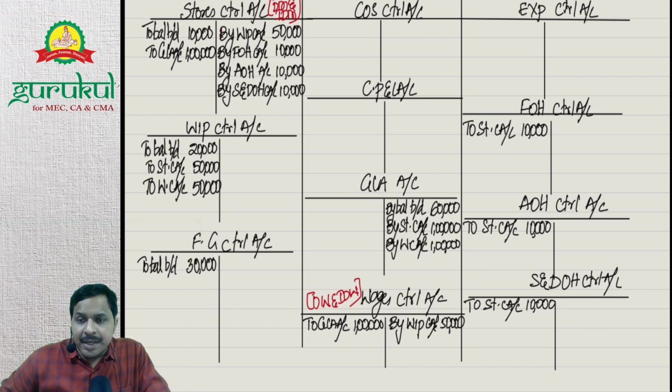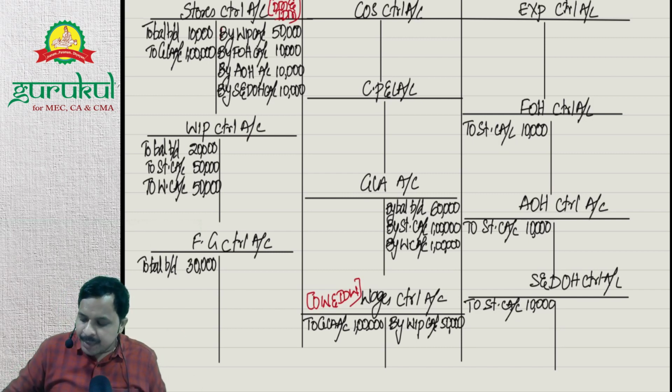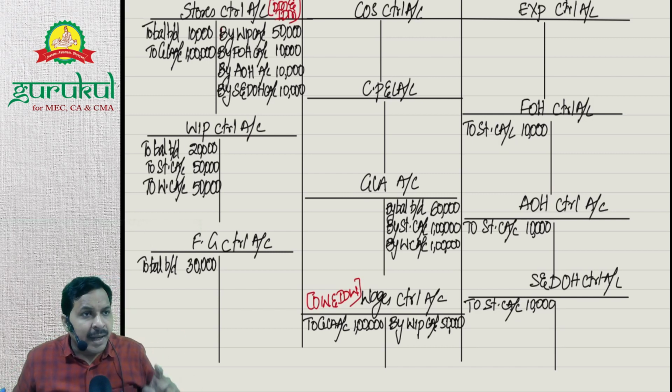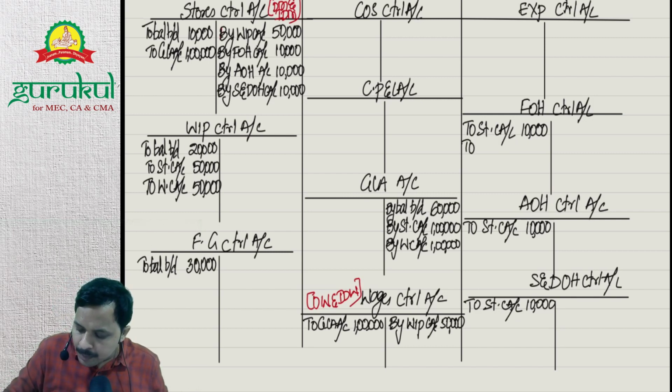Next, indirect wages relate to factory. Where should it be transferred? Factory overhead. Now the entry will be factory overheads control account debit to wages control account. So write that in there. That is the entry for what? Indirect wages related to factory. Factory overheads control account debit to wages control account.